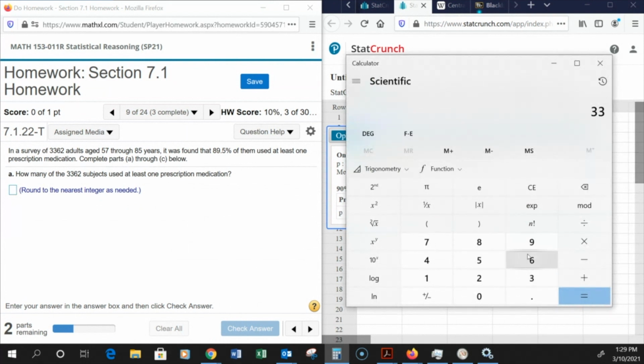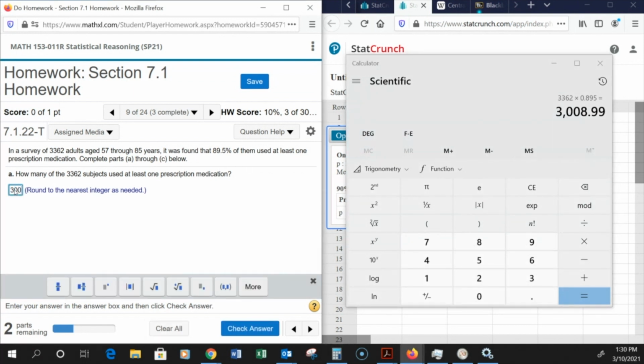So 3362 times 89.5%. You'll want to change it to a decimal. So 0.895. And we get 3008.99. We know that can't be right because this is how many people. People is a discrete data value. You can't have 3008.99 people. It's like one guy, he started to swallow the pill and I don't know what that would mean. And luckily they tell us round to the nearest integer. So 3009.